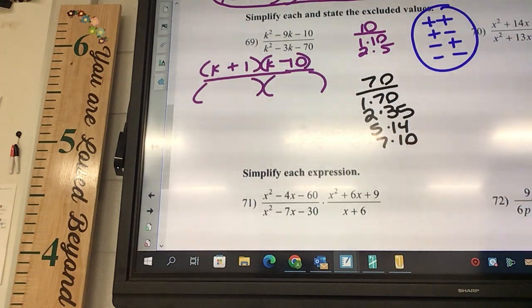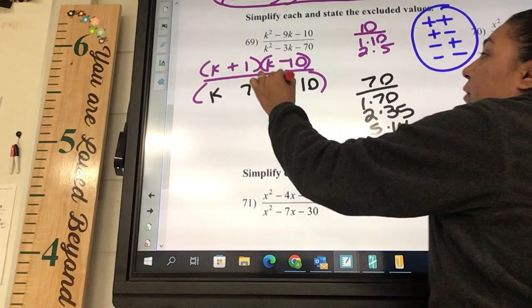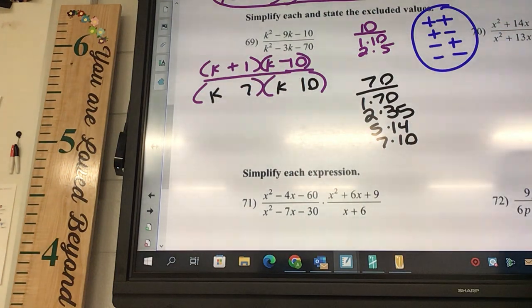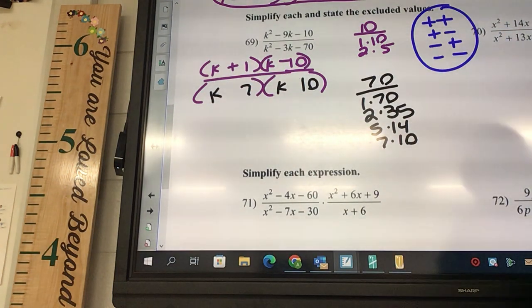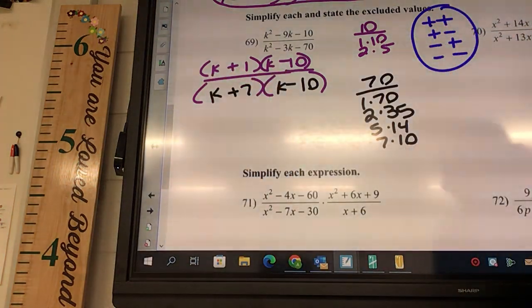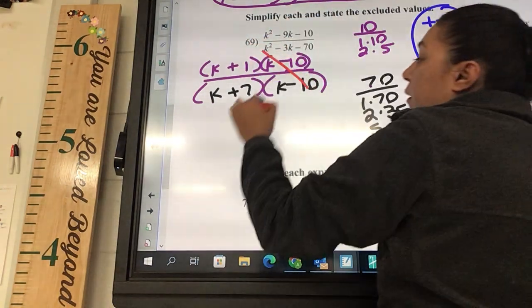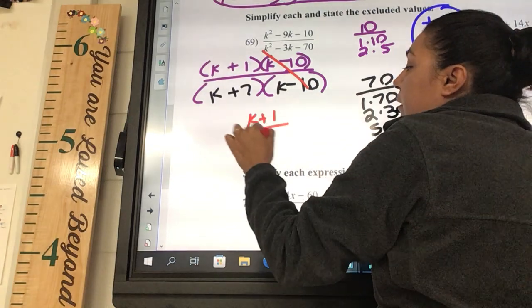I need something to give me a 3. 7 and 10. Okay, how can I get a negative 3? Plus minus, good. And then we look at this and say, well, what can I cross out? 10 and 10. And what are we left with? Plus 1, plus 7.